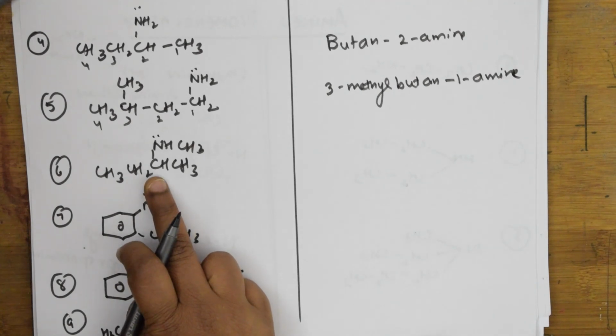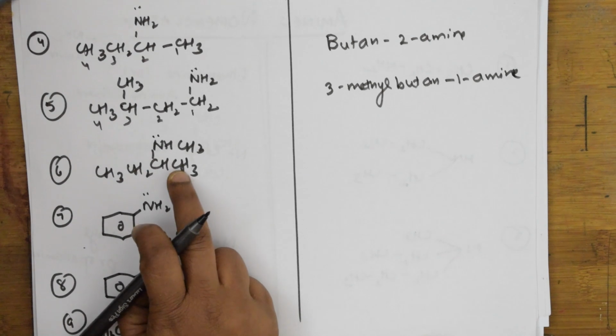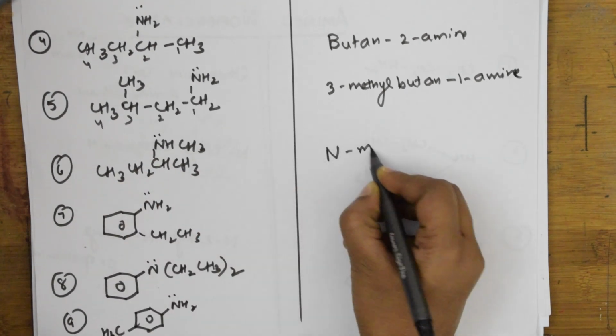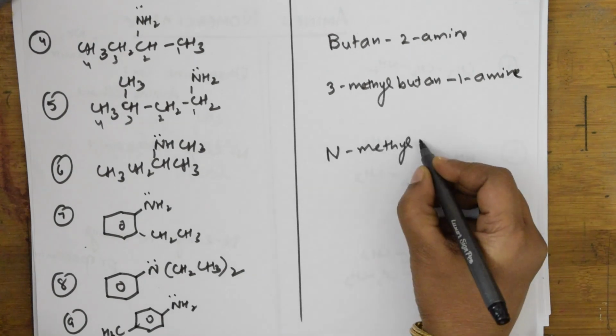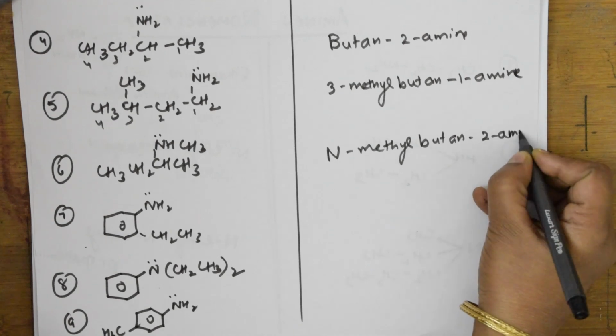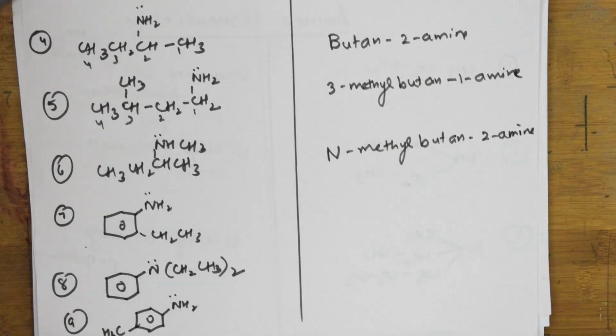Now let's see this. Here you have a methyl group. Here you have a parent chain but. How to name this? This is named as N-methylbutan-2-amine. Hope students it's clear for you.